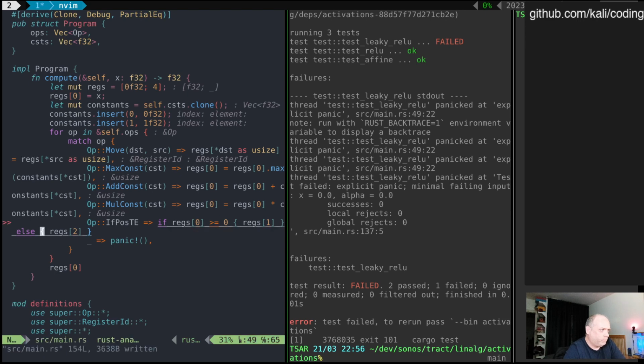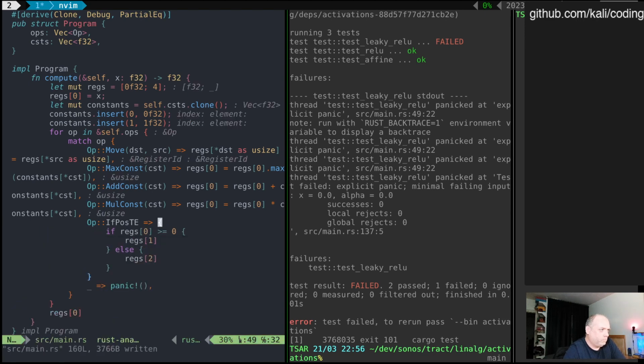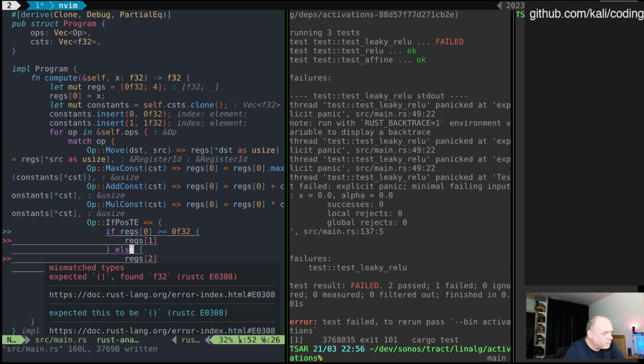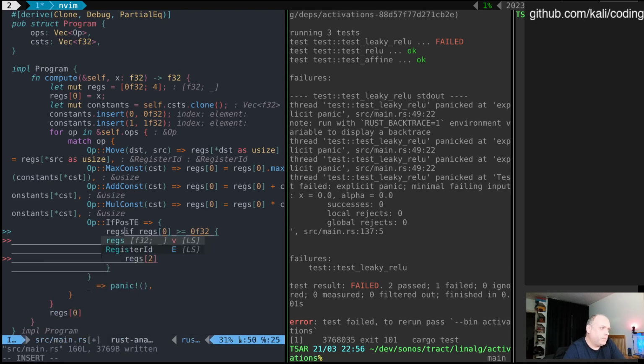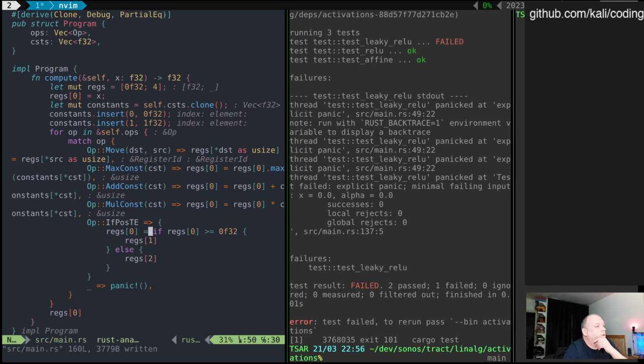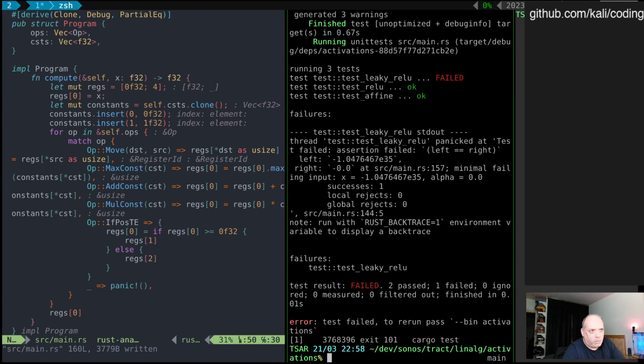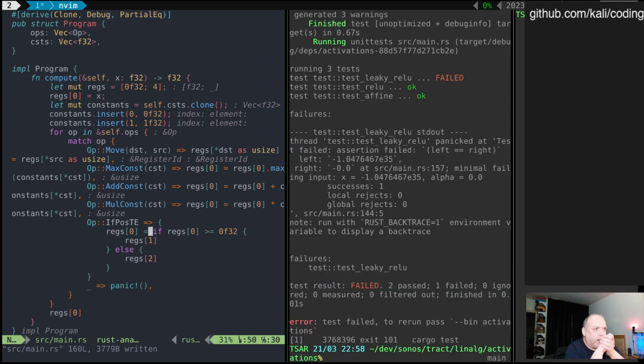Here we go. Nope, what's wrong? F32. Nope, still no. So regs 1 expected what? Yes, I need to put the result in A. Okay, straight. Nope. Okay, so what is wrong? It doesn't work for negative values, for this negative value, for instance.